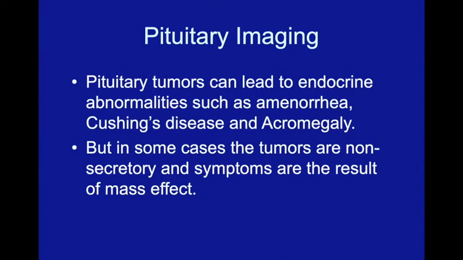The reason we're asked to image the pituitary is that patients frequently have endocrine dysfunction, and this can manifest in a variety of ways. In women, amenorrhea and galactorrhea are common indications for imaging. Sometimes in the workup of infertility, we'll image the pituitary. And in patients with suspected Cushing's disease or acromegaly, of course, the pituitary is a key site of interest because many of these tumors are secretory, and so these are functional adenomas.